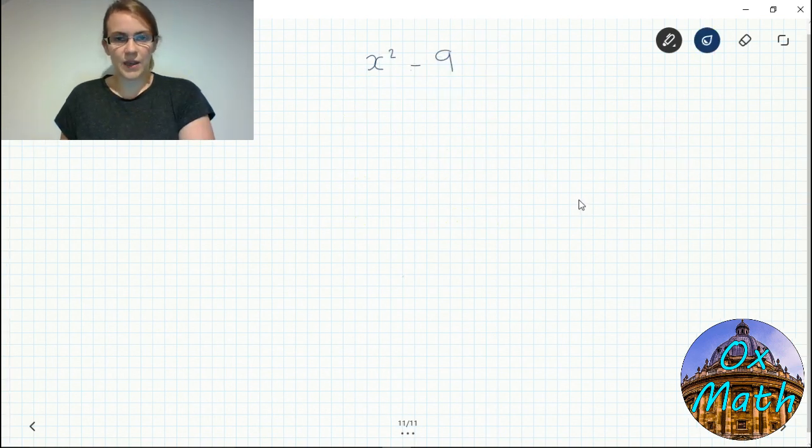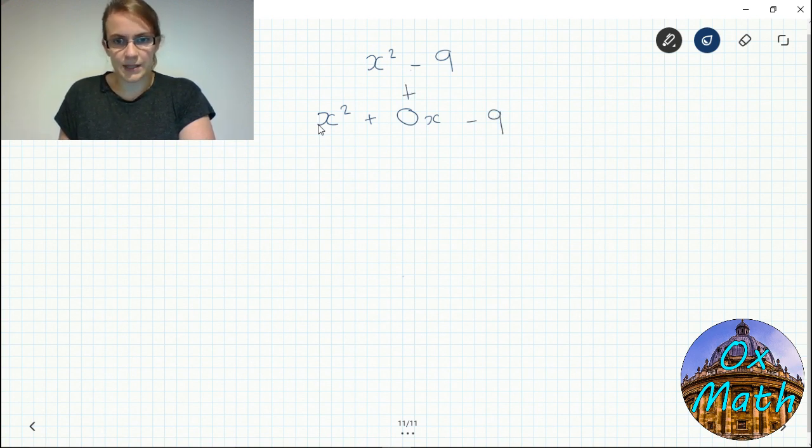Let's just have a quick look at another quadratic that looks slightly different at first glance, but remember, a quadratic is just an expression that has the highest power 2, so we still have that, so this is still a quadratic, but what is missing from this that we've previously had is an x term. So I'm just going to rewrite this as x squared plus 0 lots of x minus 9, so that we can compare it to the previous method.